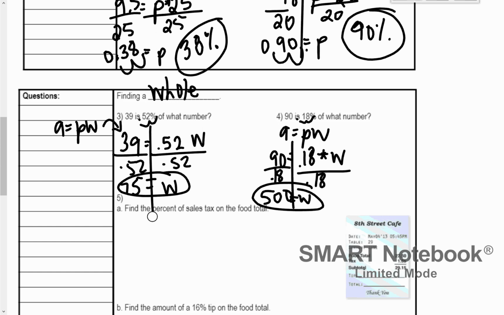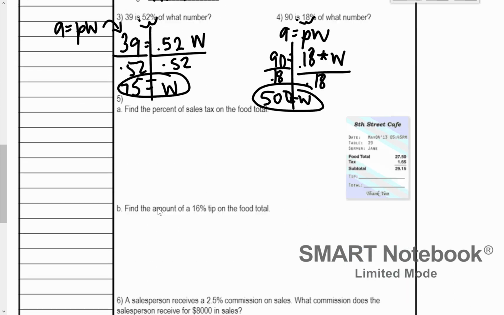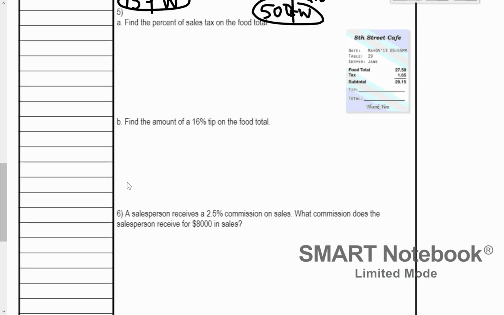All right, let's go into some real world situations, because they're not really word problems, just more real world situation type problems. So we want to find the percent of sales tax on the food total. Okay, we're using that equation. So we have our part equals our percent times our whole. We want to find the percent. So in that equation, we're going to be left with a P because we don't know what the percent is.